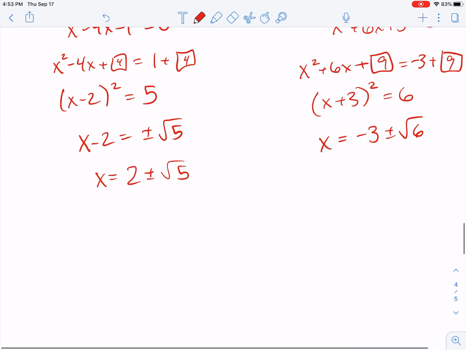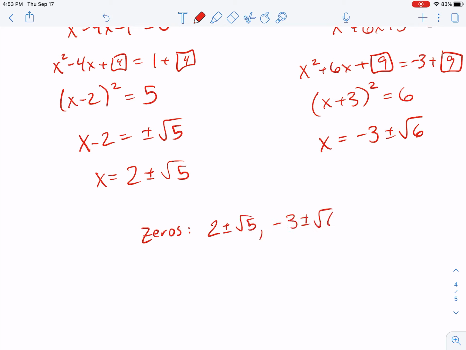So when they say find all my zeros or roots, they are 2 plus or minus root 5 and negative 3 plus or minus root 6. You'll notice that there's 2 answers here and 2 answers there. So there's a total of 4 answers.